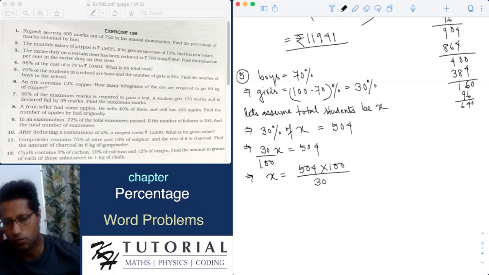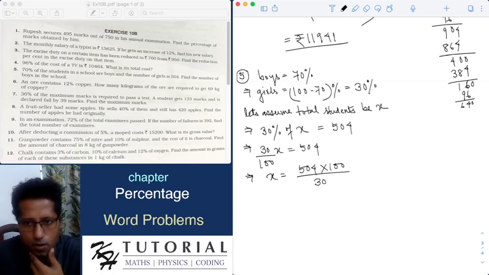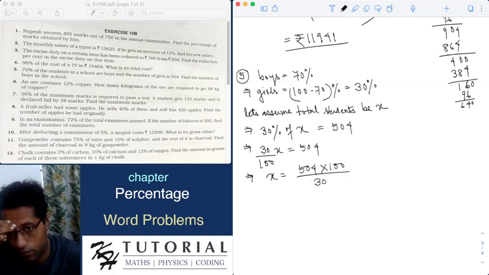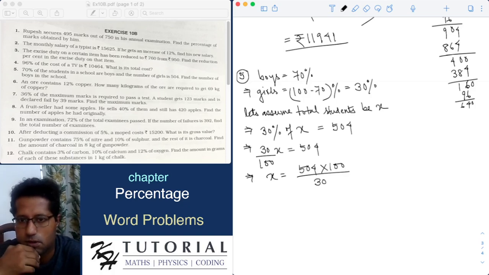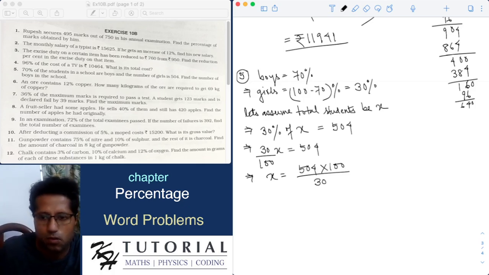Now please note one thing, I will not compute this value as of yet, because when I find the actual number of boys using the 70%, a lot of factors will get cancelled. So I am keeping the value of X like this. I will not compute it to a single value. X is the total number of students, that is boys plus girls.